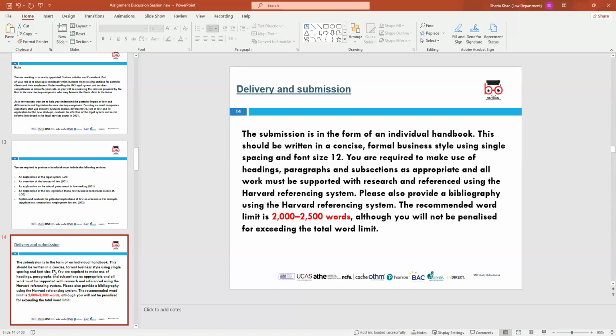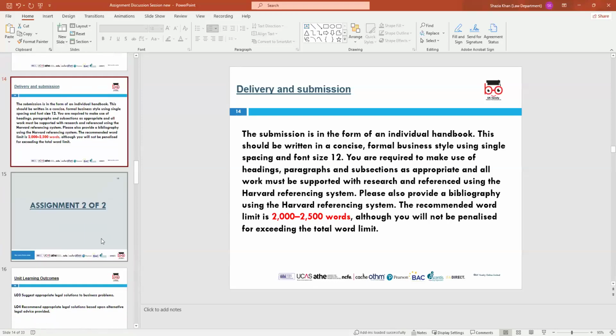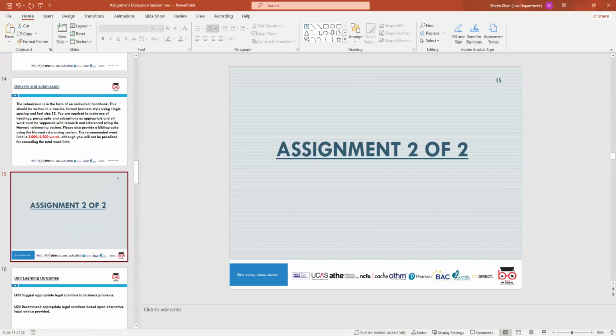Please also provide a bibliography using the Harvard system of referencing, and the recommended word limit for assignment 1 is 2,000 to 2,500, although you will not be penalized for exceeding the word limit. So make sure you are sticking to the word limit, even though if you go a little bit over, you won't be penalized for that. So assignment 1 is 2,000 to 2,500 words. The next one we're going through is assignment 2. Any questions on assignment 1?